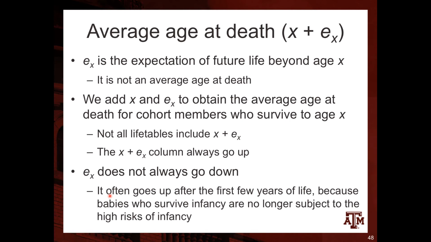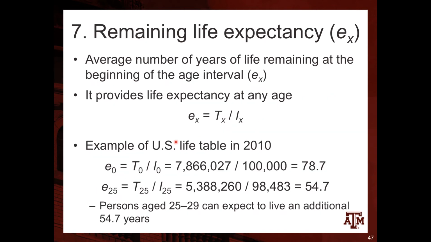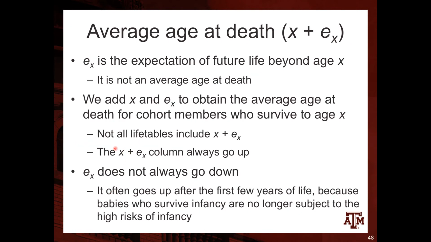The life expectancy is the expectation of future life beyond age X. It is not an average age at death. And we can add the information of the X, which is the age at the beginning of each one of the age groups, and the life expectancy for that specific age group to obtain the average age at death for cohort members who survived to age X. And that's exactly what I did when I was interpreting this number here, when I added this number to 25. So not all life tables include this column here.